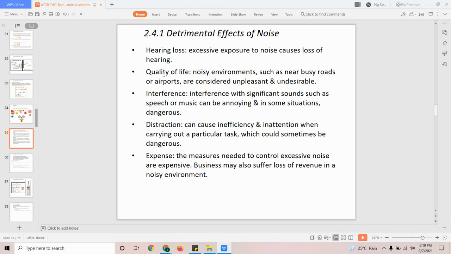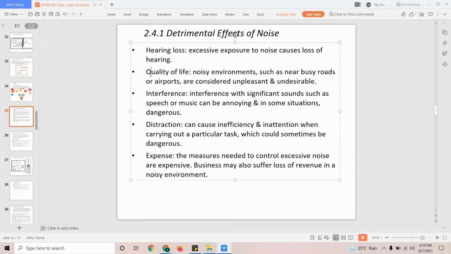When it comes to noise or sound that is very unpleasant, there are 5 factors behind its detrimental effects. We can have hearing loss, effects on quality of life, and then interference, distraction, and expenses.